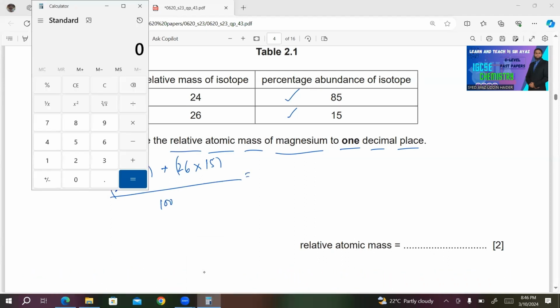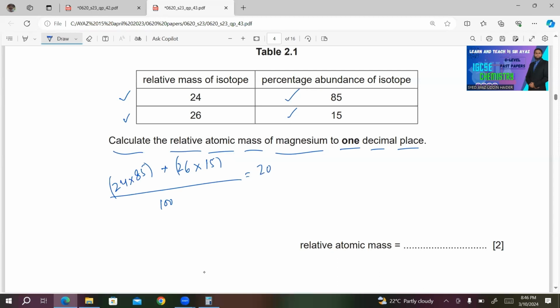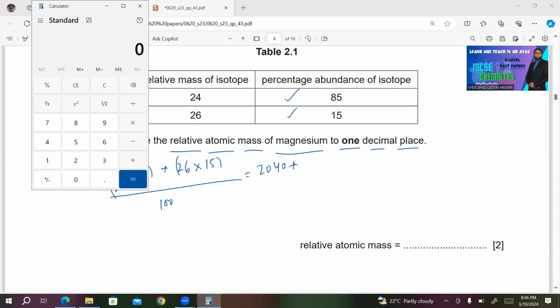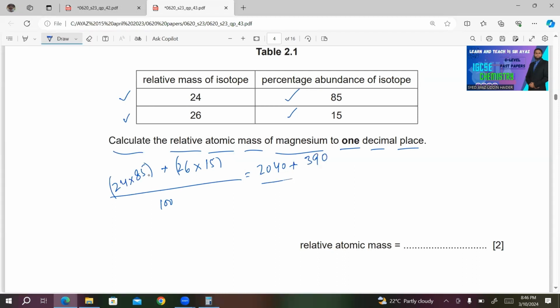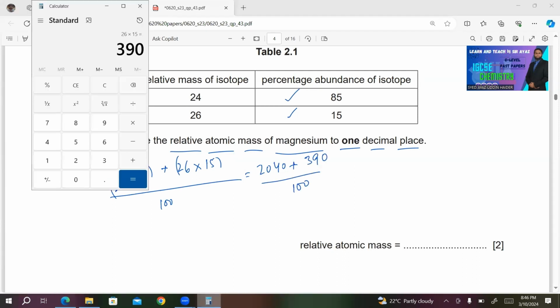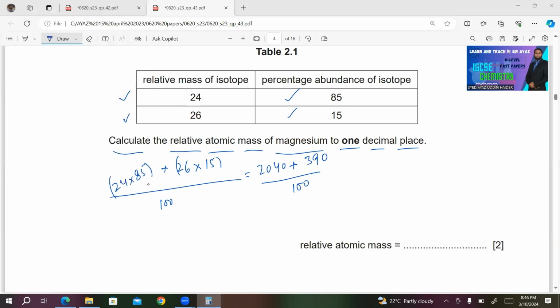So 24 multiplied by 85 gives 2040, plus 26 multiplied by 15, and we'll get 390, divided by 100. So 2040 plus 390 divided by 100. The answer is 24.3.